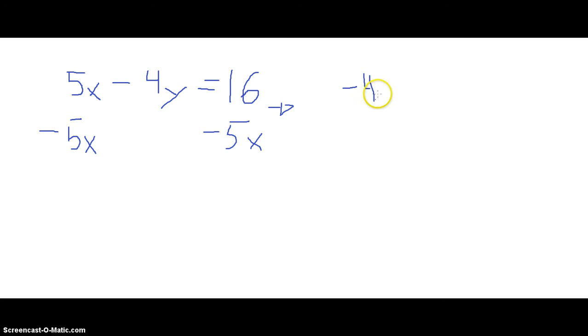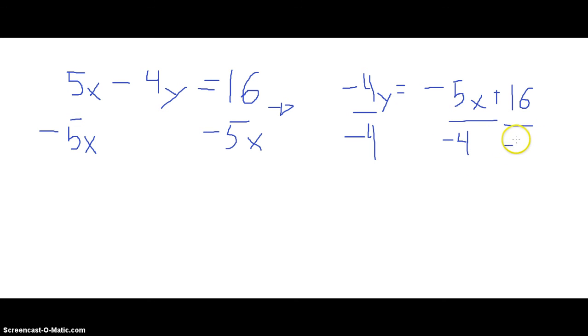Negative 4y equals negative 5x, and 16 stays there, so it would be plus 16. That is our equation so far, but y is not alone. So now we have to divide each side by negative 4. And I mean each side. So every single thing is going to get divided by negative 4.